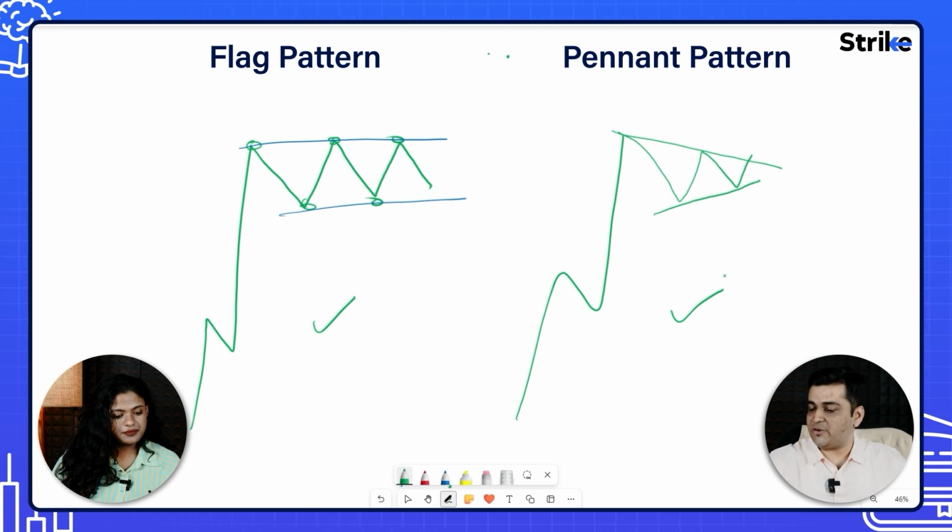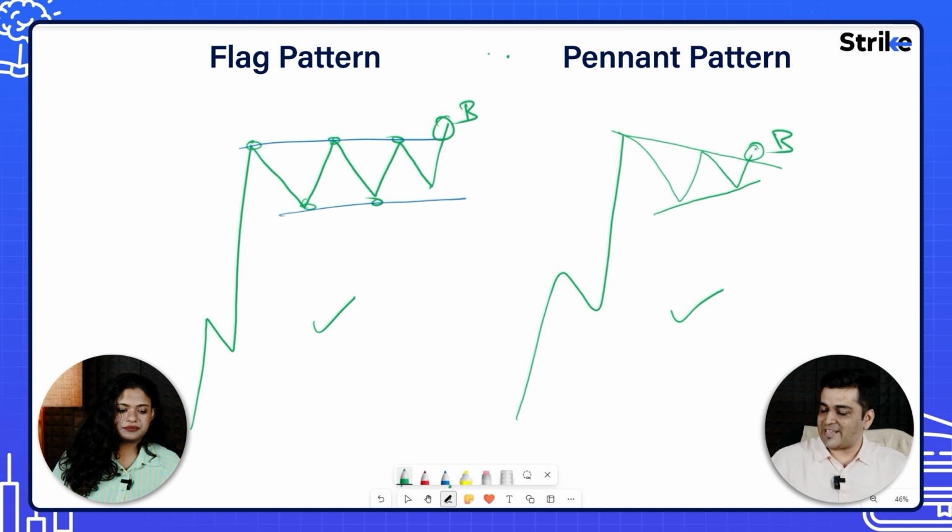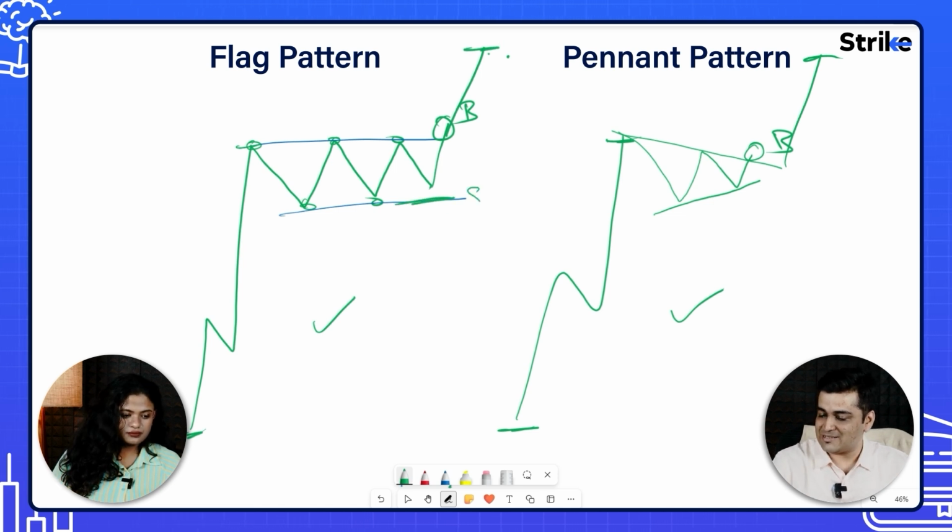Both, what to do? Wait for a breakout and buy, expecting the pole length to continue upwards, with a stop loss below this. Understood? Quite simple.